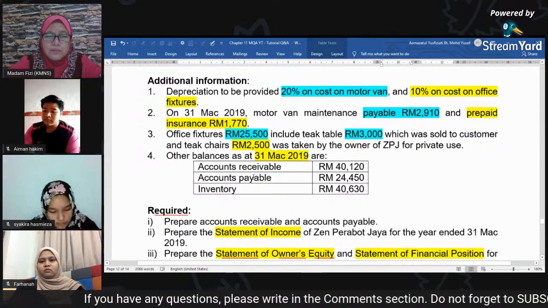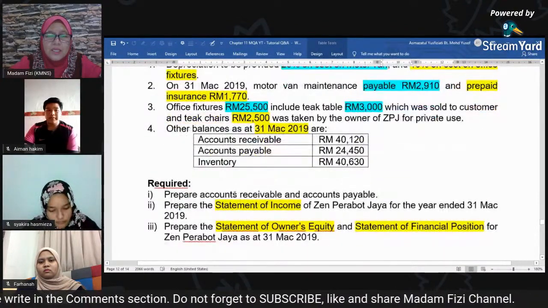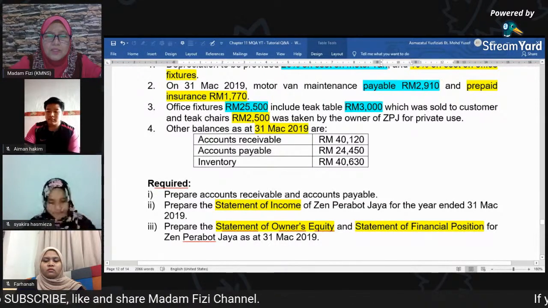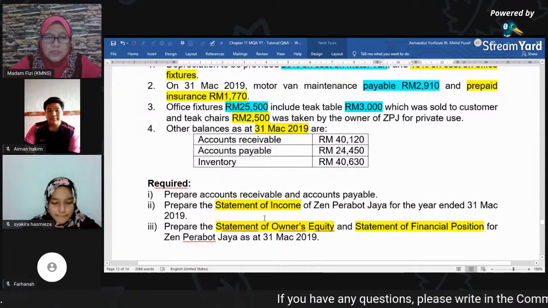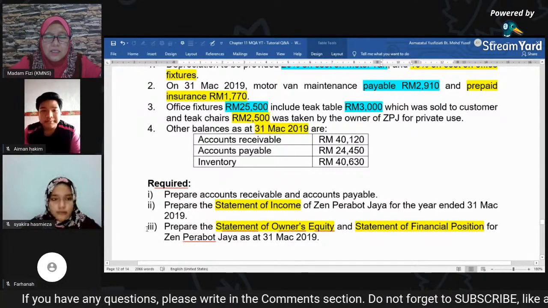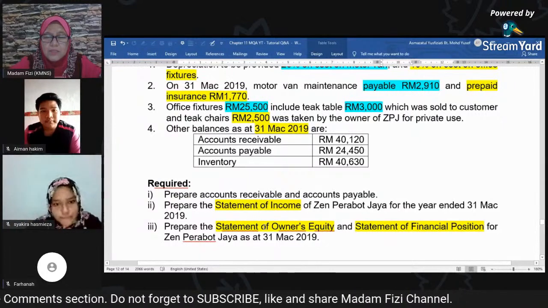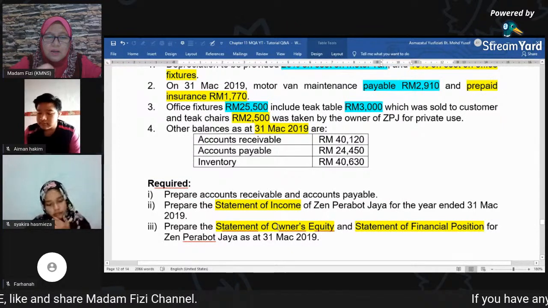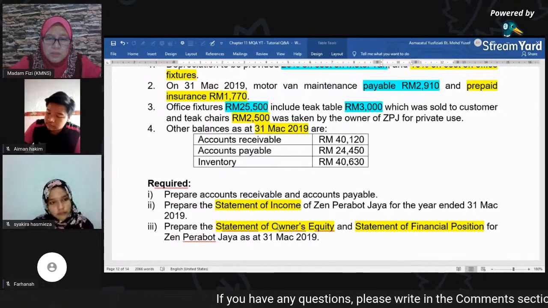Okay. Number 4, other balances as at 31st March 2019 are given: accounts receivable, accounts payable and inventory. Okay, required 1 Roman: prepare accounts receivable and accounts payable. That means you have to prepare the T accounts. 2 Roman, prepare the statement of income. Third Roman is to prepare the statement of owner equity and statement of financial position. So you have to separate the owner equity from the financial position.